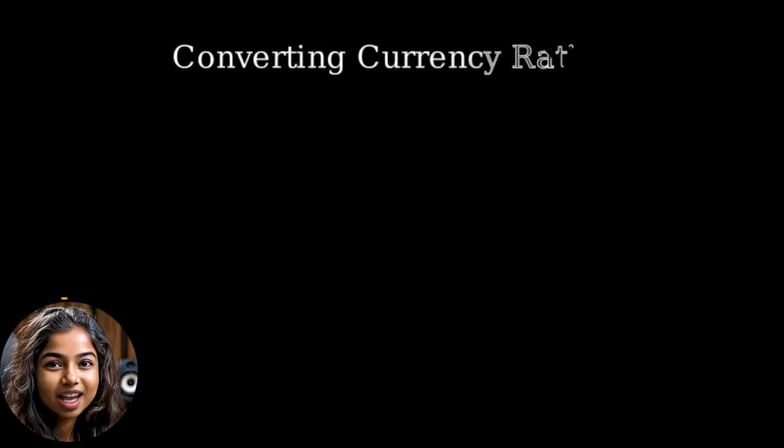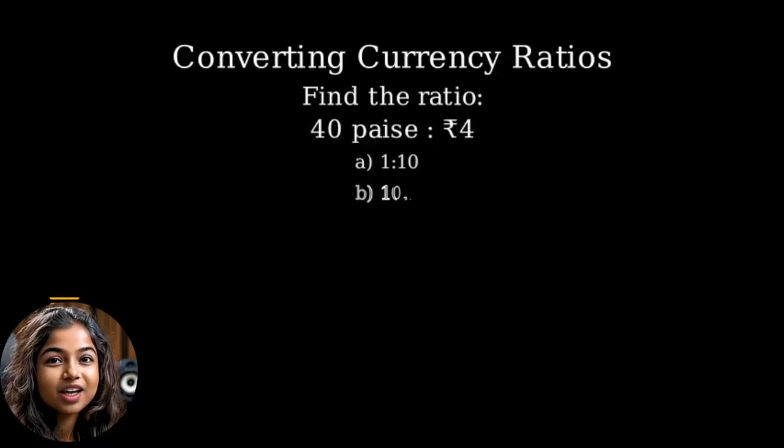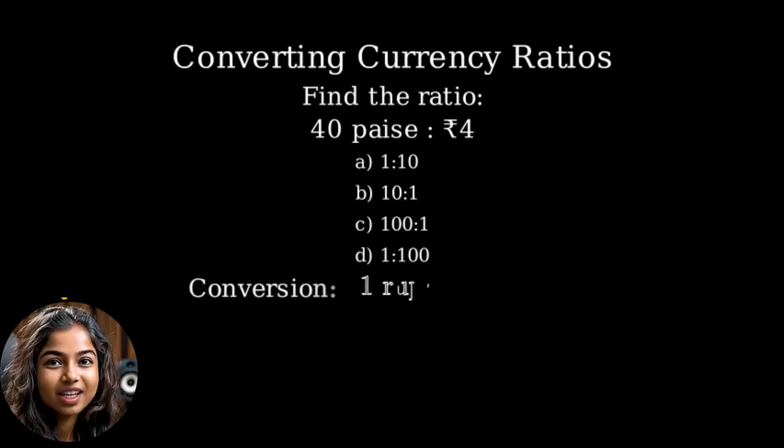Welcome! Today we'll solve a problem about the ratio between rupees and pays. We need to find the ratio of 40 pays to 4 rupees and select the correct answer from given options. Let's solve this step by step. First, we need to remember that 1 rupee equals 100 pays. This is our key conversion factor.